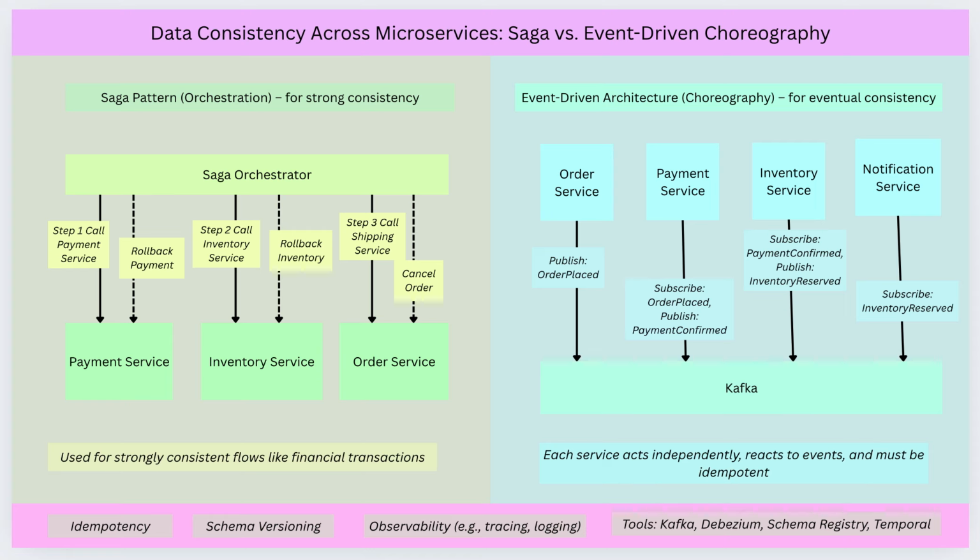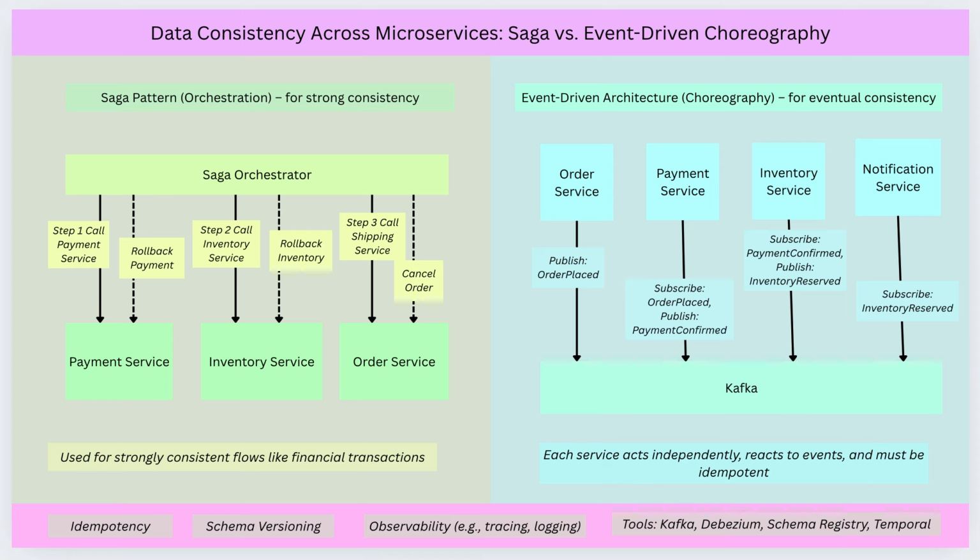For example, the order service emits an order placed event, the payment service listens and processes it, then emits a payment confirmed event, and so on with inventory and notification services. There is no central coordinator. Each service reacts to the events it cares about.